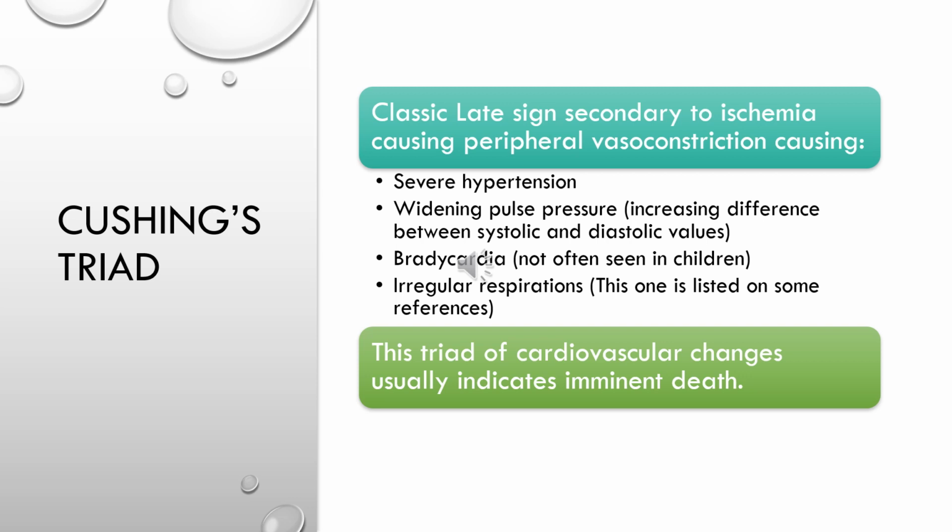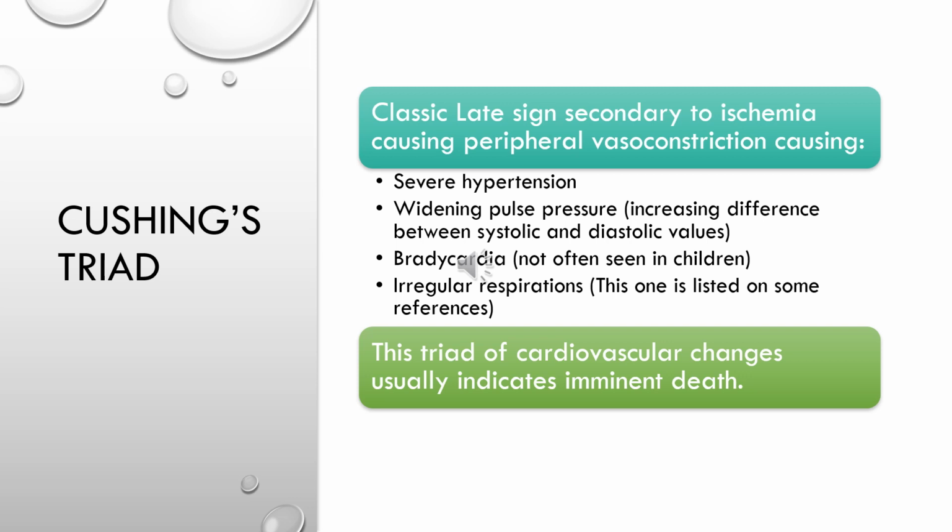And when I say severe hypertension, I'm really talking more about the systolic number being very elevated. And then what you'll see is that top number, that systolic value, will be really high, but the diastolic won't necessarily change. And so what that creates is that widening pulse pressure.